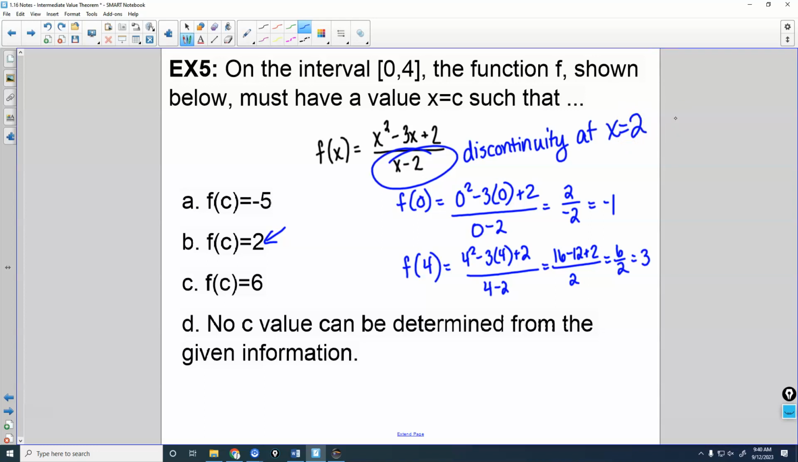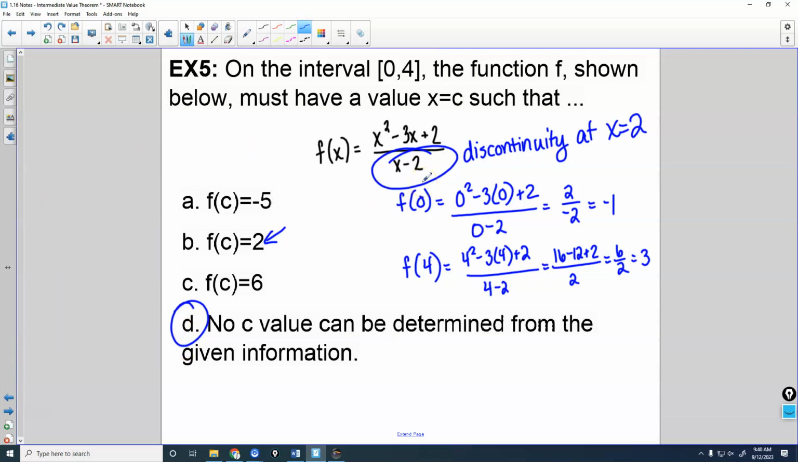Even until I got down here and saw answer choice D, I was like, oh, why is that there? Because this is discontinuous, can we make the assumption that it is 2? If it's not continuous, we cannot. So D is the correct answer on that one. If it's on the interval, so you got to check. You want to look for that discontinuity.